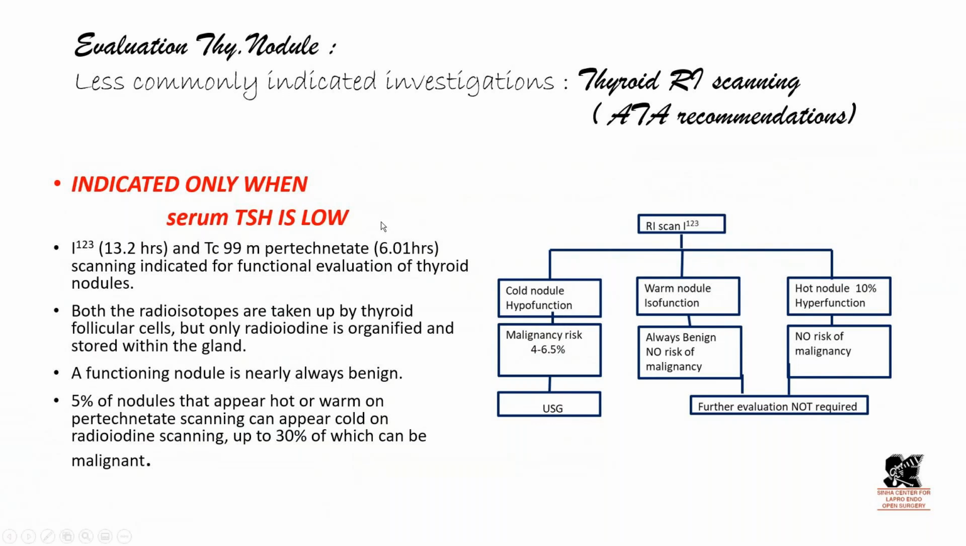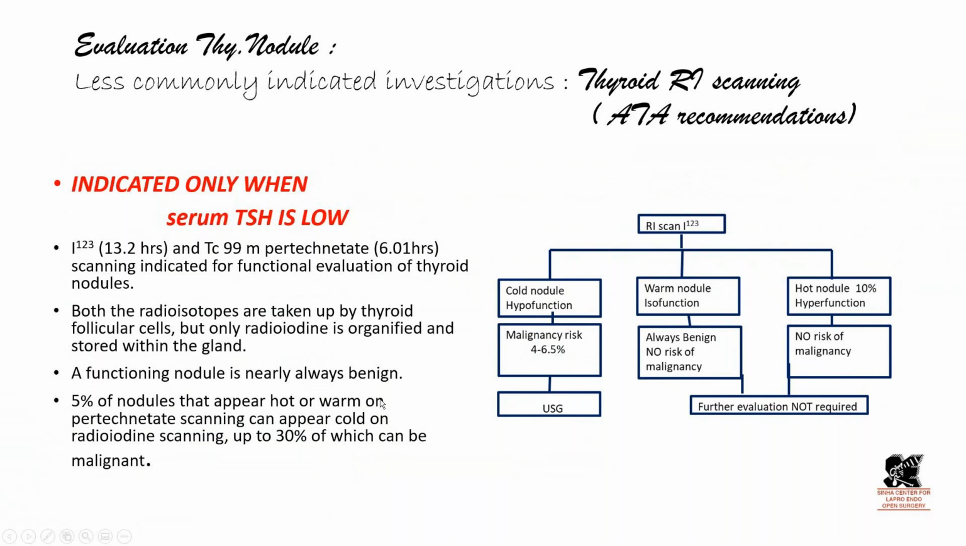Okay. Now, both the isotopes are taken up, but the difference between the two is that iodine is organified. That means it is taken up and forms a part of the physiology of the cell, whereas technetium doesn't. Right? So when you do a radioisotope scan, you can have either a cold nodule, that's hypofunction, a warm nodule, isofunction, or a hot nodule, hyperfunction. Now, 10% are hot nodules, and there's no risk of malignancy.